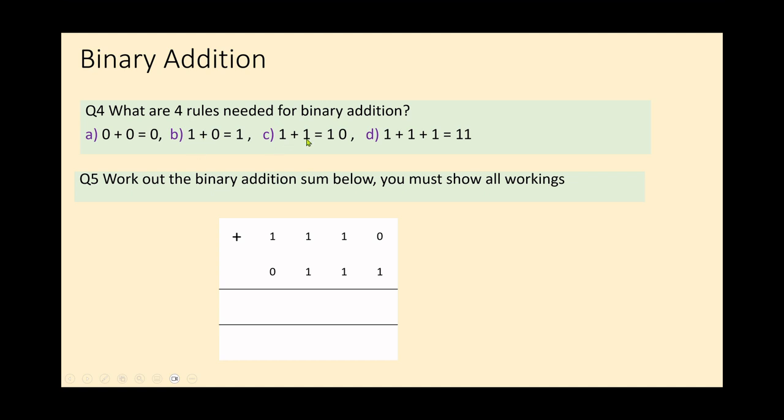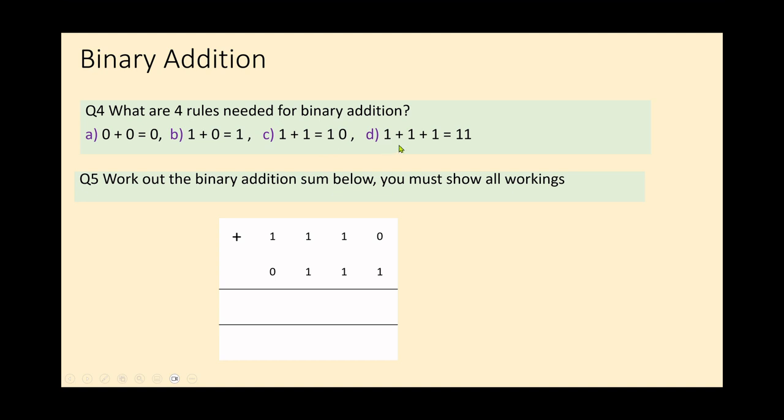We need to know that 1 plus 1 is 1, 0, so we can't write the digit 2 that we're familiar with in denary. Any answer has to be in binary, so 1 plus 1 is 1, 0, which is the value 2 in binary.